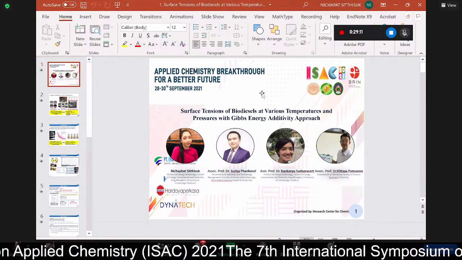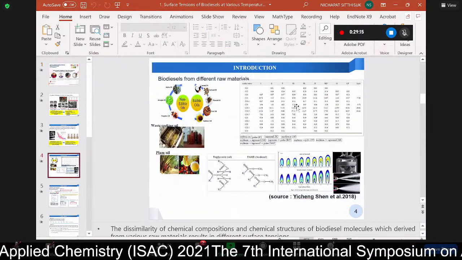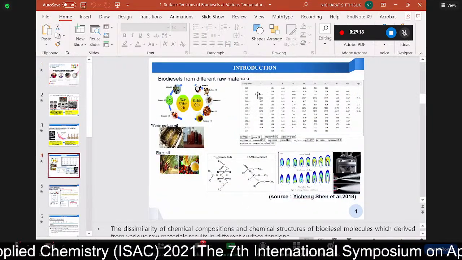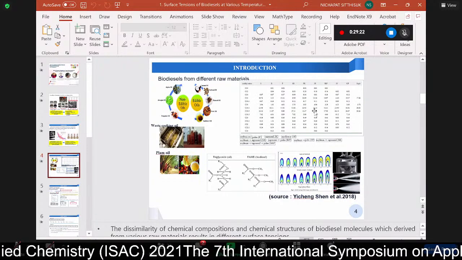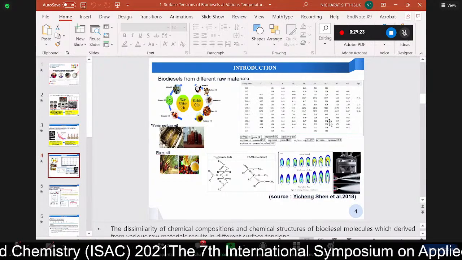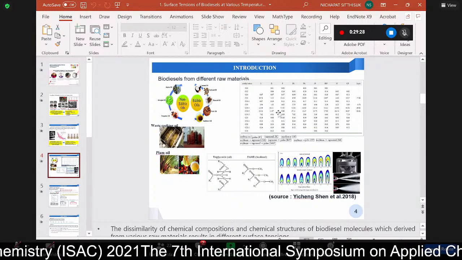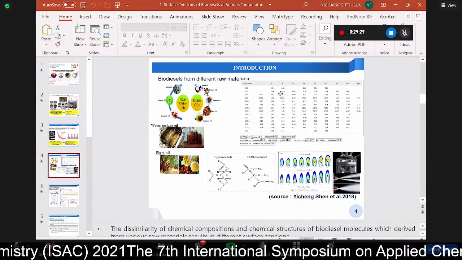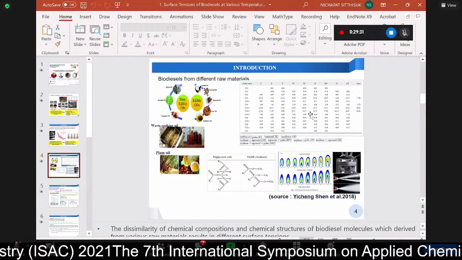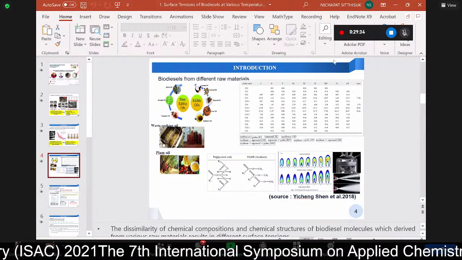So this is the fatty acid methyl ester in the biodiesel. Thus, the water content has the most effect. This is affecting the fatty acid methyl ester in this. Clear?